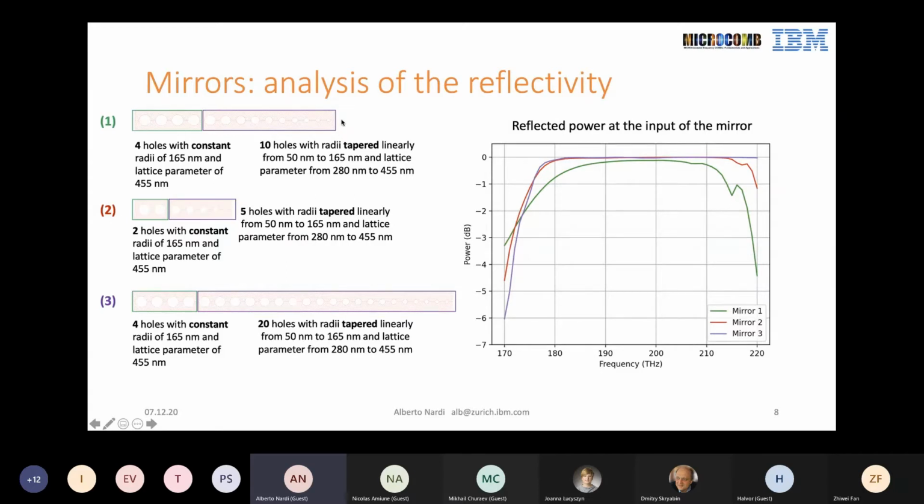Basically, we are measuring the power that is reflected, that comes back at this port. I don't know if you can see my mouse, but I think so. So we introduce the light from this side and we measure what we get back. And we see that the two long mirrors are quite good. They're both comparable in the middle of the band gap, but the longest one has a wider frequency range with a good reflectivity.